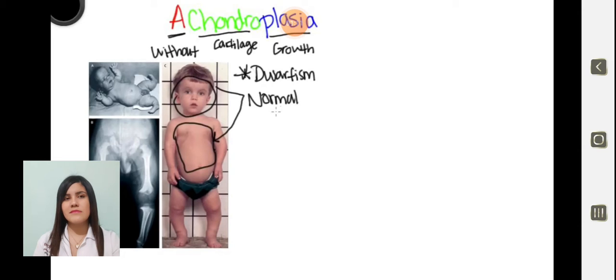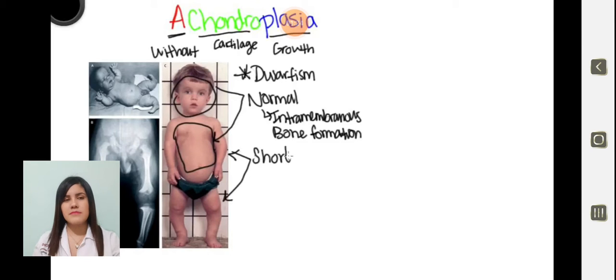The reason that this occurs is, if you may recall from embryology, there are two types of bone formation. Intramembranous bone formation is not affected. However, you may notice in these individuals that their extremities are shorter. They're not developed properly. This is due to impaired endochondral cartilage bone formation.